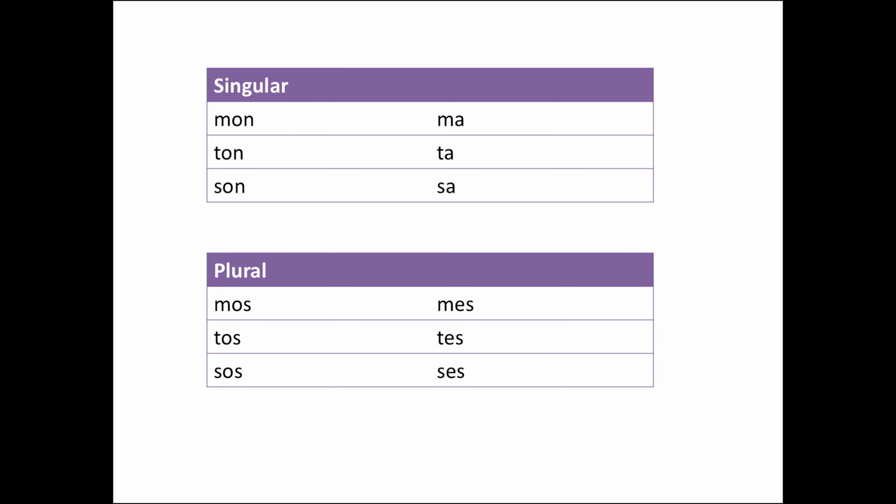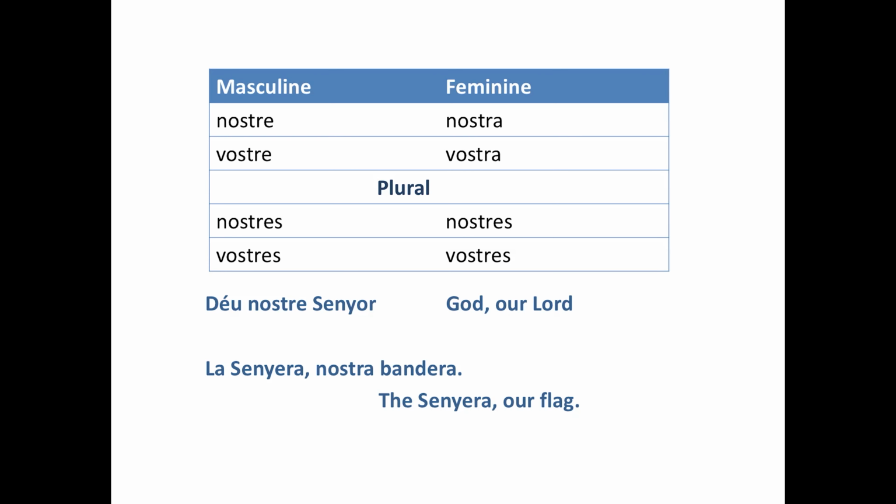Let's look at the plural: mos, tos, sos, mas, tas, sas. As you can see, you do not use the article when using these forms. So the equivalent of this for nostra and vostra is not changing the way you write it, but rather not using the article. For example, Déu nostre Senyor, la senyera nostra bandera.